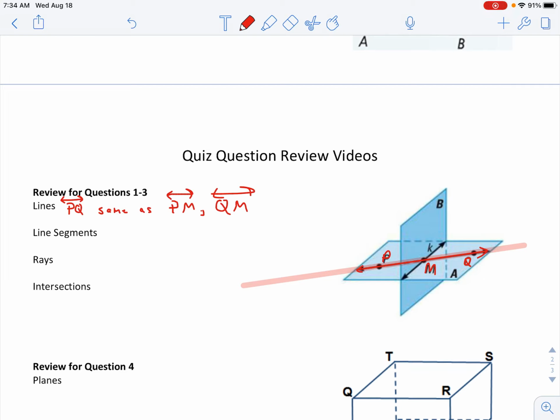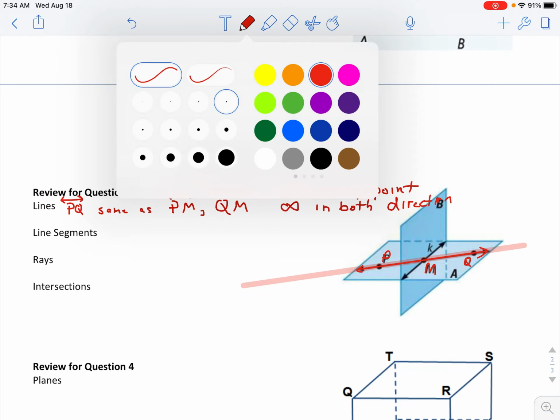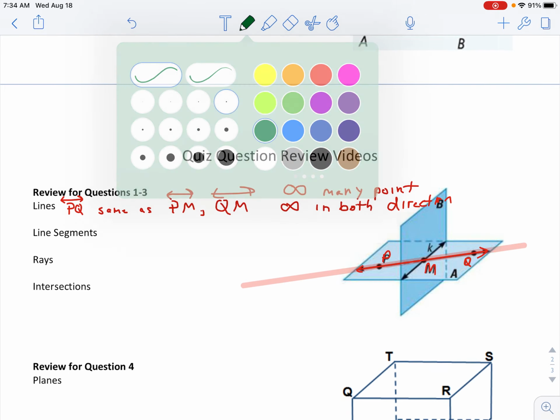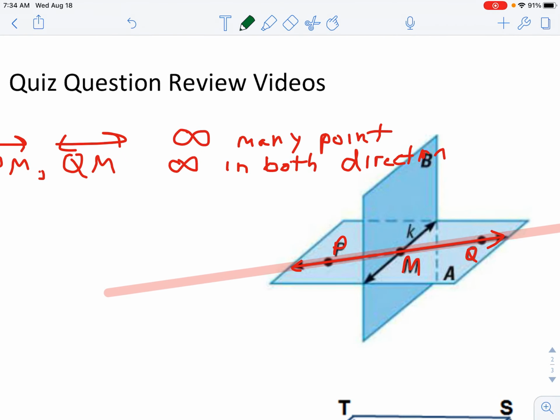All right. So lines contain infinitely many points, go on for infinity in both directions. All right. Then, fun fact, we can just do a whole bunch of crazy stuff, but let's do it like this. So this line right here, we define the whole line by a lowercase, so that's line K right there.